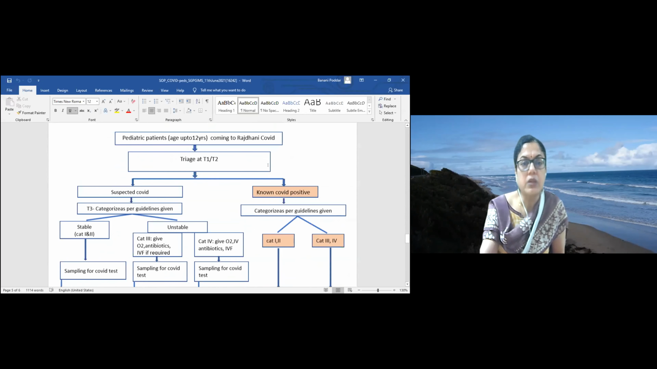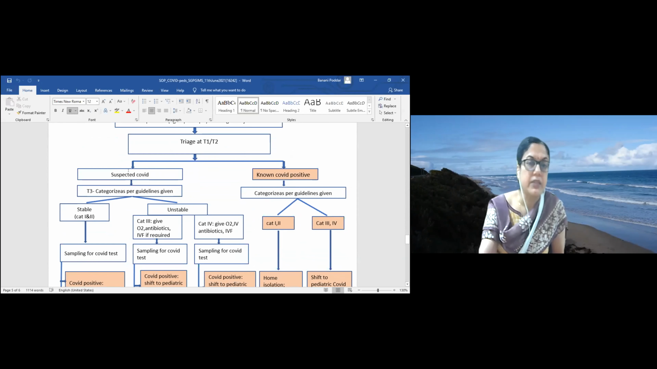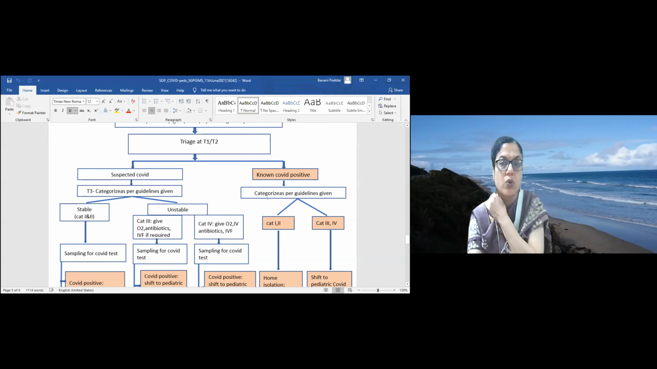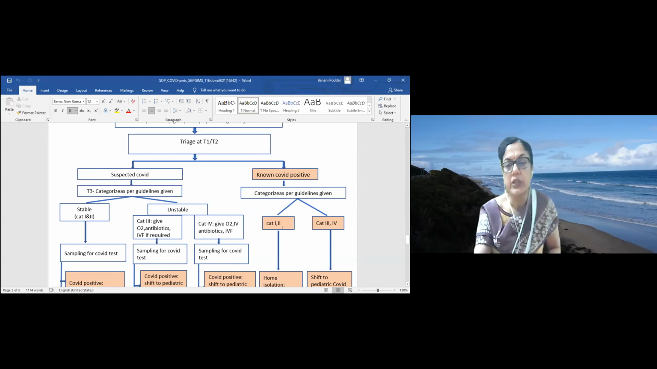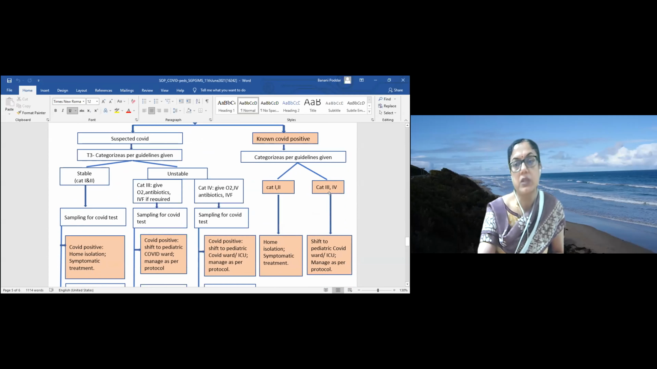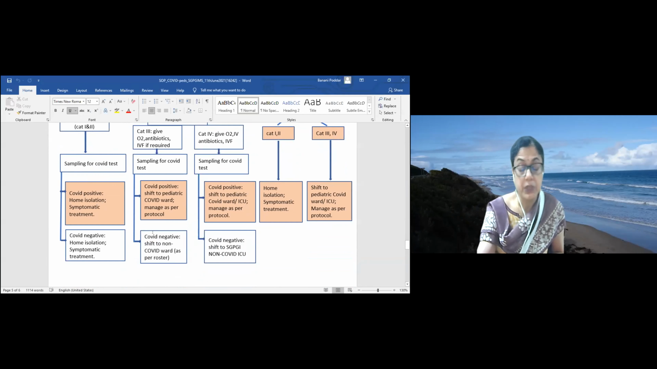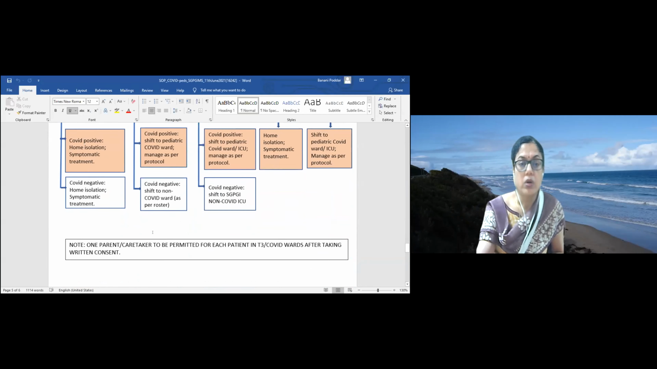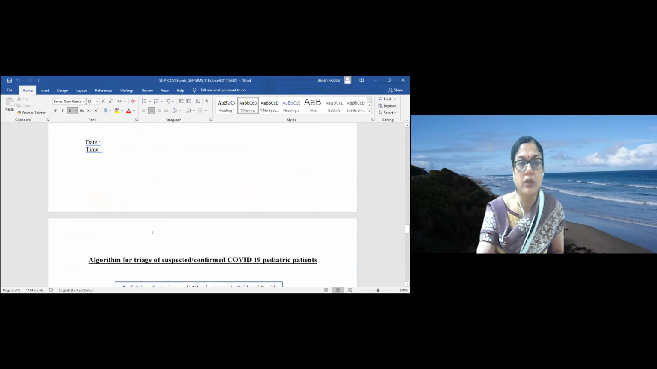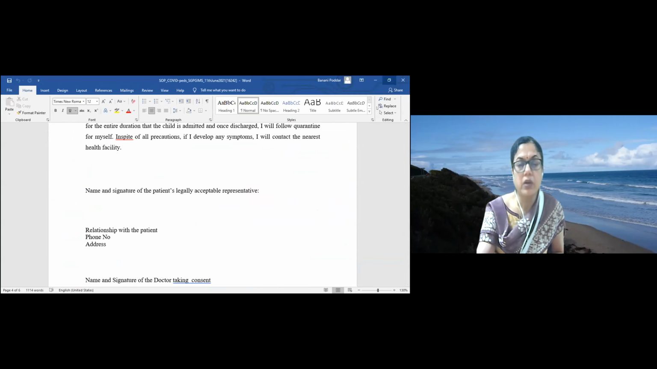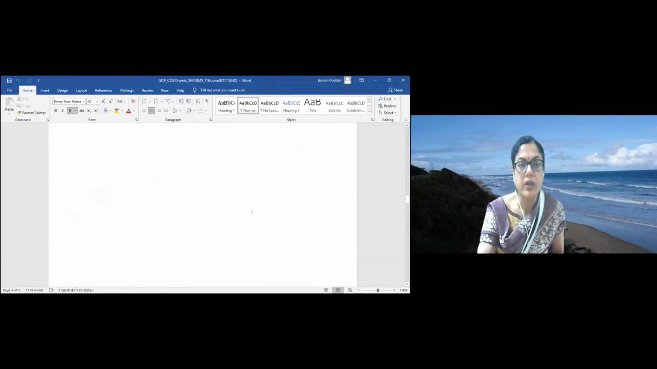So a patient comes, categorized as either suspected or known COVID positive. If it's known COVID positive, category 1 and 2, home isolation, symptomatic treatment, 3 and 4, admit, and depending on whether the patient needs ICU or ward, and manage. And if it is not a known COVID, which we are hoping we will not get, then of course sampling and then subsequently decide.